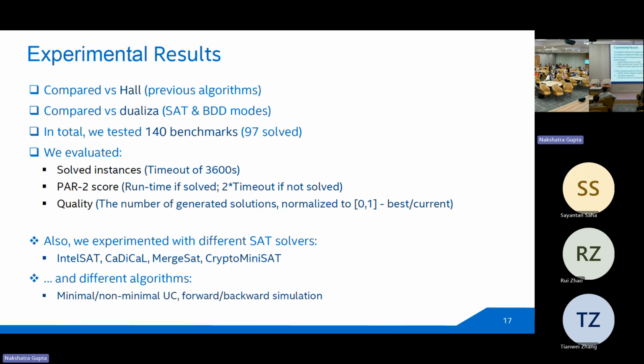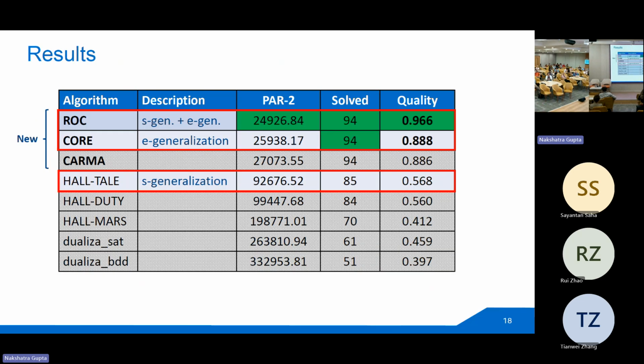So if one algorithm produces 3 solutions that cover the entire set of all solutions of the circuit, and another algorithm produces 10 solutions that cover the entire set of all solutions, I would prefer the algorithm that produces the least amount of solutions. So quality is a number between 0 and 1 that represents how good the algorithm managed to compactly represent the solutions. So this is our main result table, and we will mainly focus on the highlighted line.